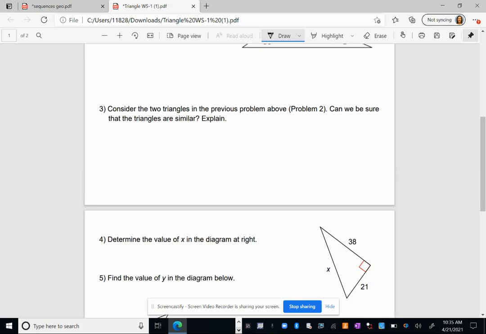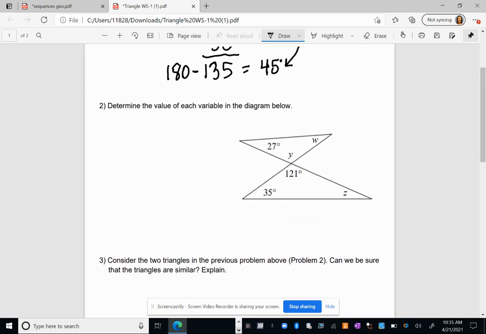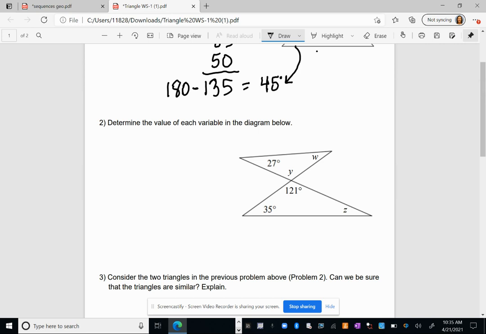Number 2, whoops, sorry. Determine the value of each variable in the diagram below. So here we've got two triangles and we're supposed to find some missing angle measures again. Again, reinforcing this idea that all triangles add up to 180. So the bottom triangle, we can do just like we did for number 1.